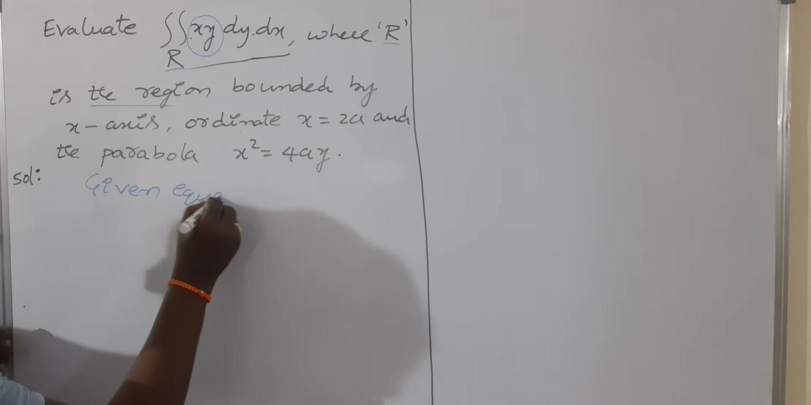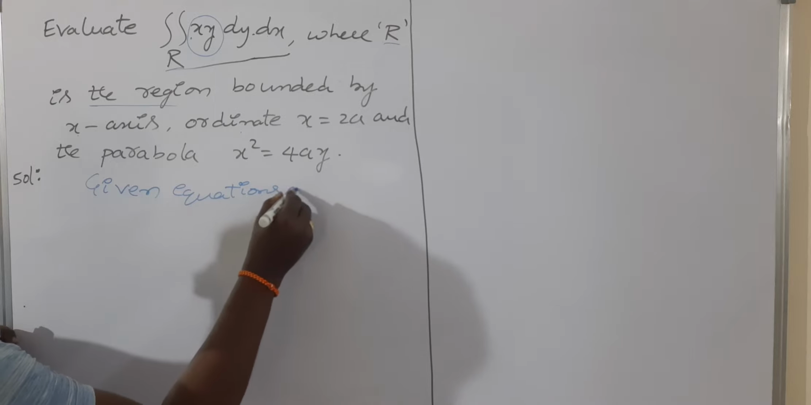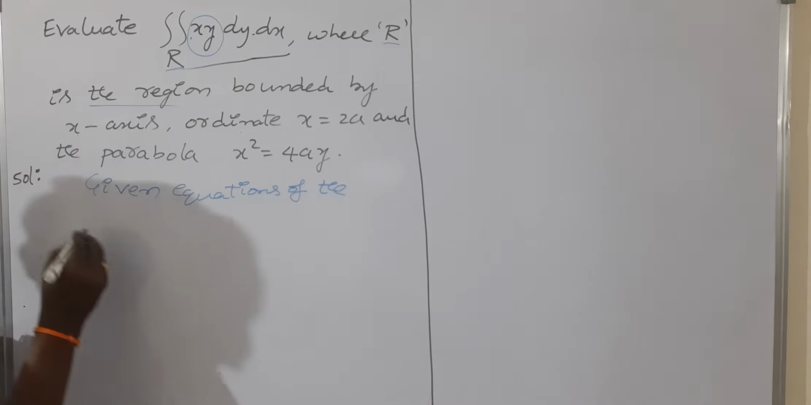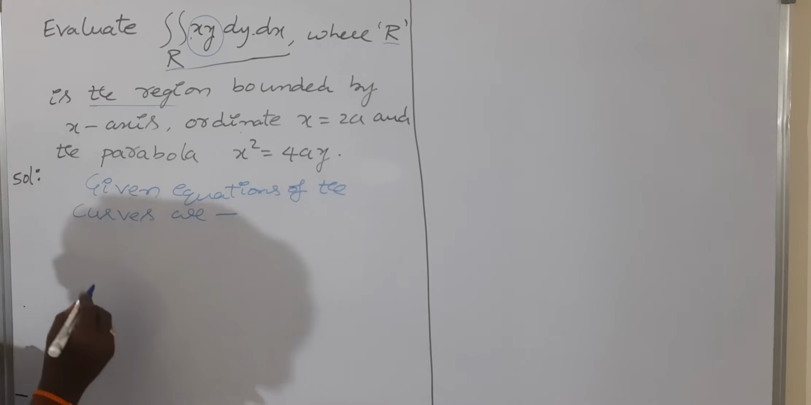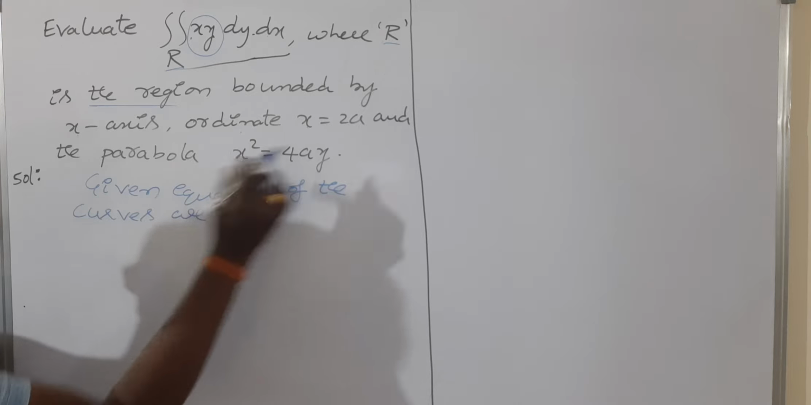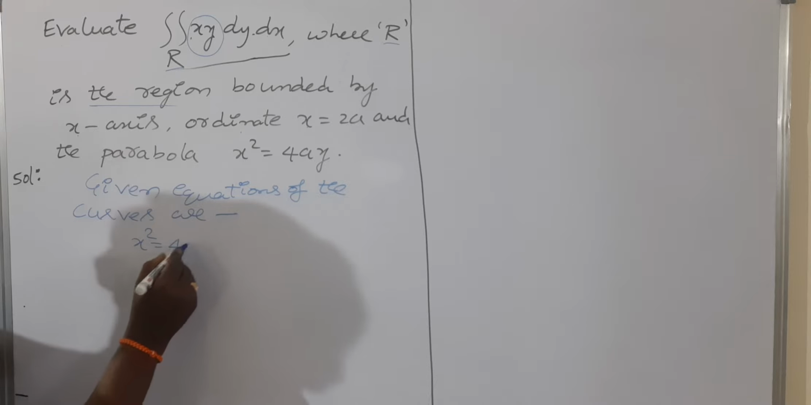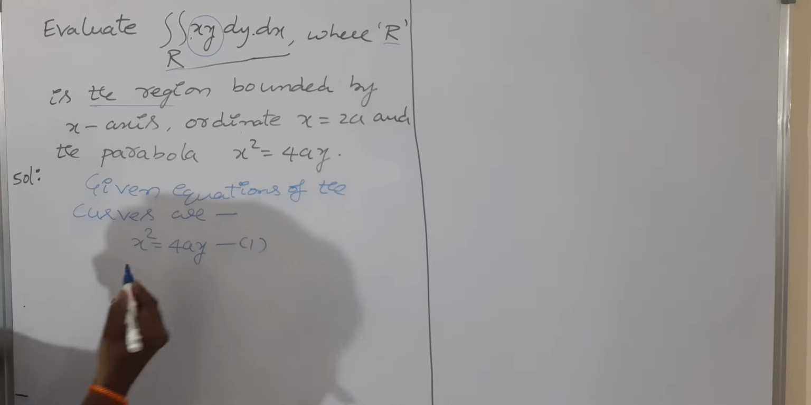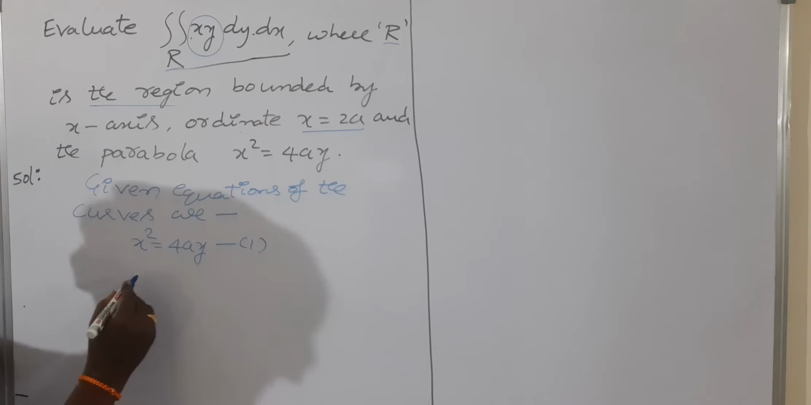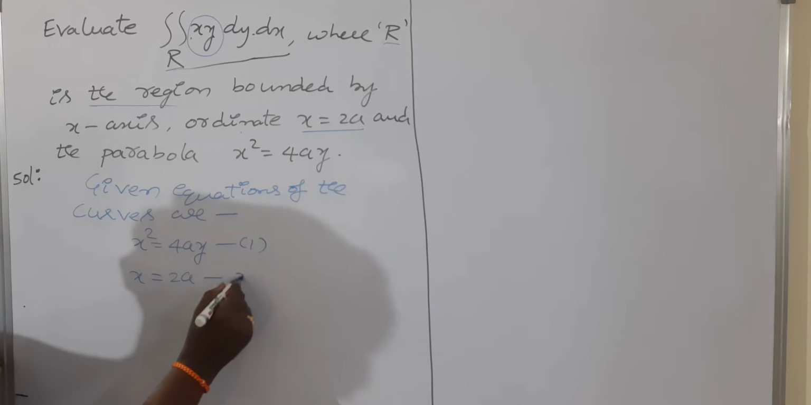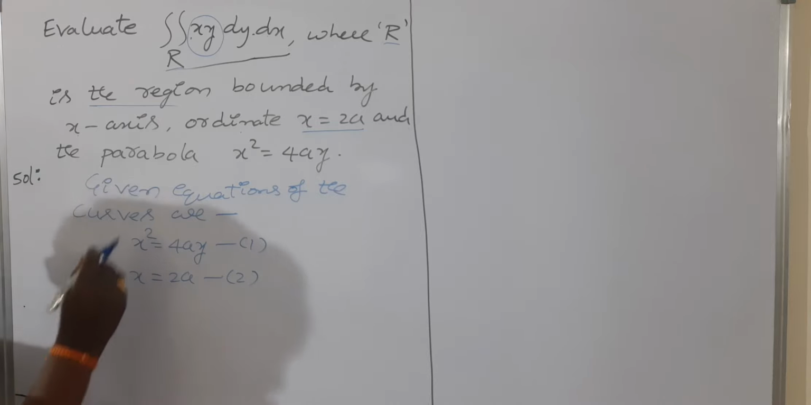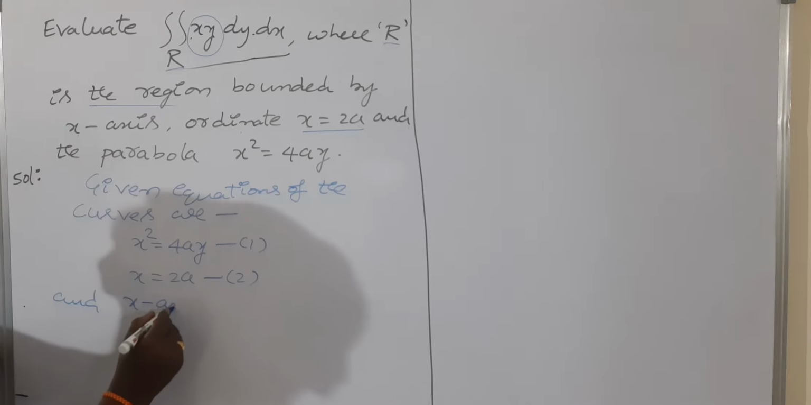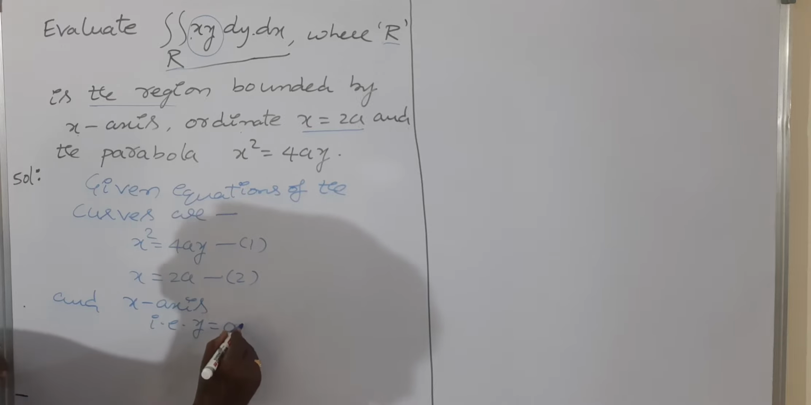Given equations of the curves are x square is equal to 4ay, which is an upward parabola. Next, x is equal to a is a straight line which is parallel to the y-axis, and the x-axis, that is, the equation of the x-axis is y is equal to 0.